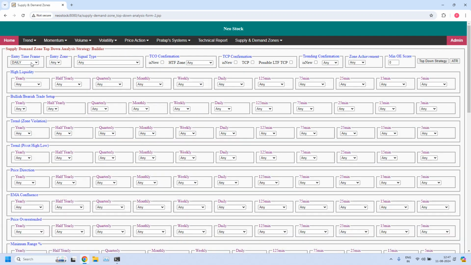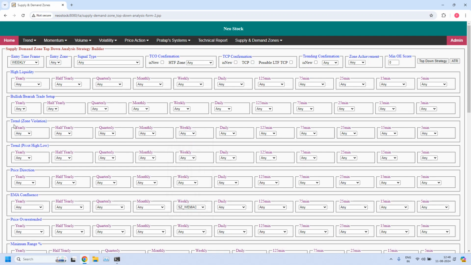The next report, weekly time frame, I am looking for EMA confluence, but this time in the weekly time frame, I want a weekly supply zone. It is having weekly EMA confluence. See here, now I am selecting supply zone. Supply zone is having a weekly EMA confluence.